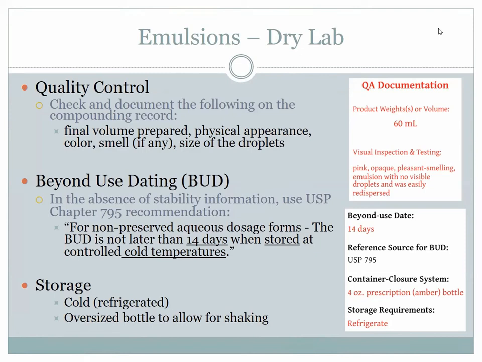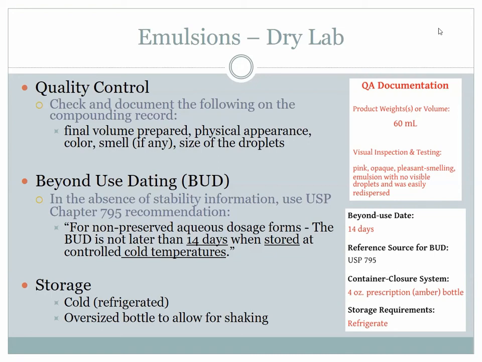The problem is that when it creams and separates, you don't want it to stay separated. And if you can't shake it and it doesn't go back to a nice homogeneous mixture, then that's called cracking. Your emulsion has cracked, okay? So we don't want our emulsion to be cracked. We want it to be easily redispersed. So that's why we added that part to it as well, okay? So that's enough with the quality control.